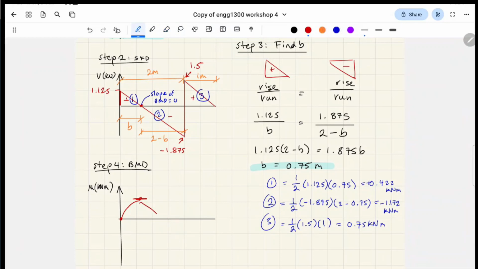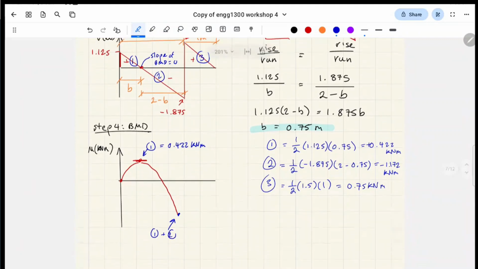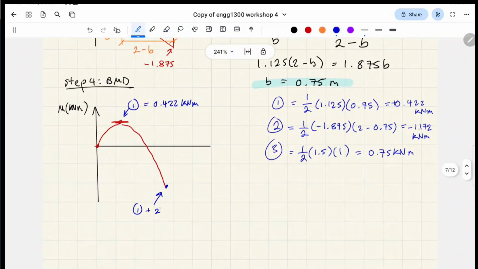And so what are the magnitudes of these triangles? At this point here, it's simply equal to 1, which is 0.422 kilonewton meters, okay? And here, continuing left to right, it's going to be 1 plus 2, and remember 2 is a negative number, so that's 0.422 minus 1.172 on your calculator, which is negative 0.75 kilonewton meters, okay?